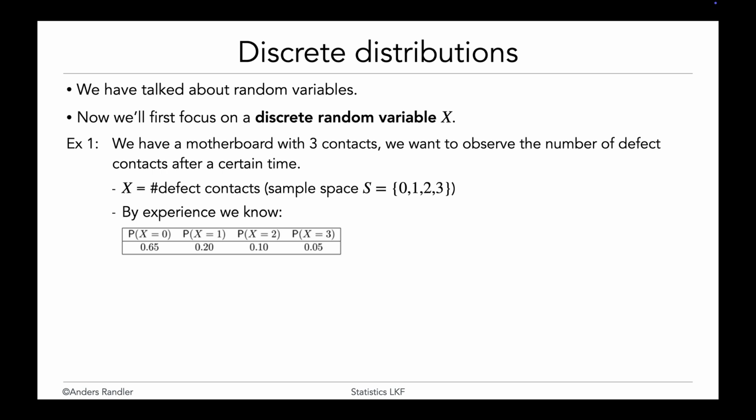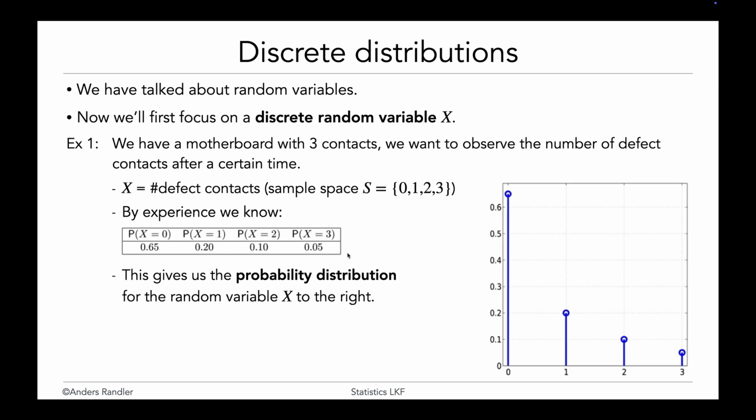By experience, we know that the probability for having no defect contacts is 0.65, and for 1 is 0.2, etc. Okay? This gives us a probability distribution that will be looking like this. So the probability for 0 is 0.65, for 1 is 0.2, etc. Really important to note is when you add all of these probabilities, they have to add up to 1, obviously, because if the probability is 1, that's the complete thing. That's the sure event or definite event that will always be.